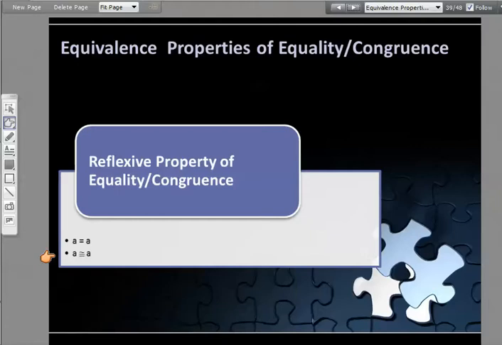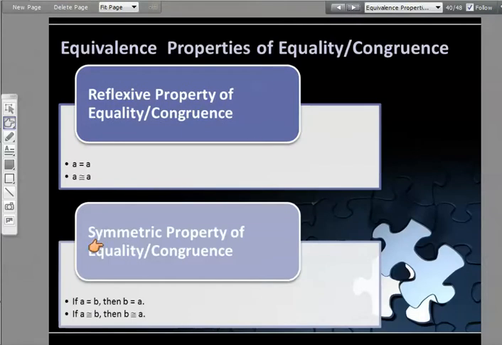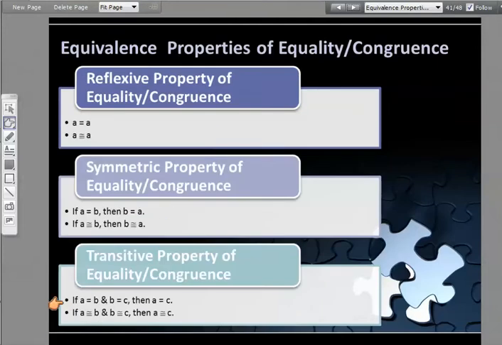Okay, the equivalence properties of equality and congruence. You have the reflexive property of equality and congruence, which says A equals A, and A is congruent to A. You've got your symmetric property of equality and congruence, and it says if A equals B, then B equals A. See how B switched places but kept the same value? And if A is congruent to B, then B is congruent to A. Then you've got your transitive property of equality and congruence. If A equals B and B equals C, then A also equals C. If A is congruent to B and B is congruent to C, then A is congruent to C. Remember, all these things are items that you can use in proofs.